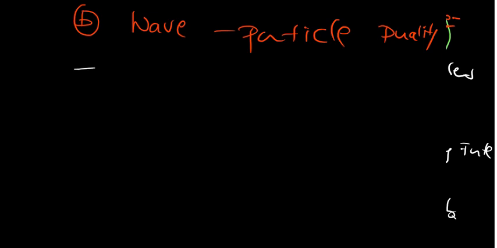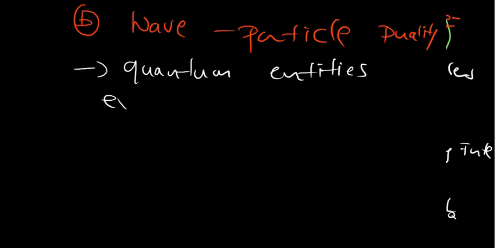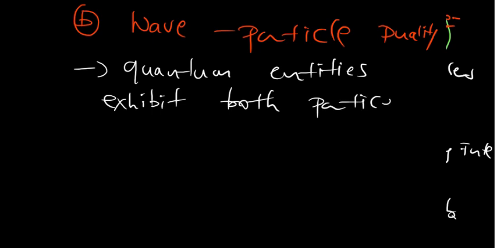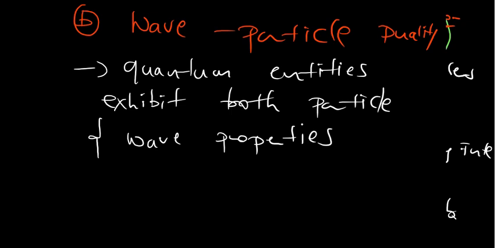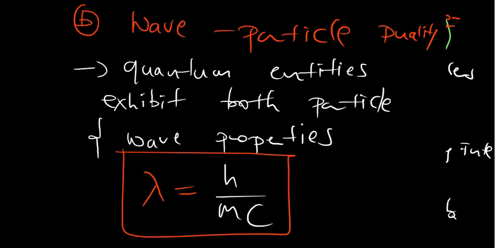So quantum entities exhibit both particle and wave properties. This is what wave particle duality tells us, and this is where we get this equation, when determining the wavelength, Planck's constant over this. This is where this equation comes from, wave particle duality.